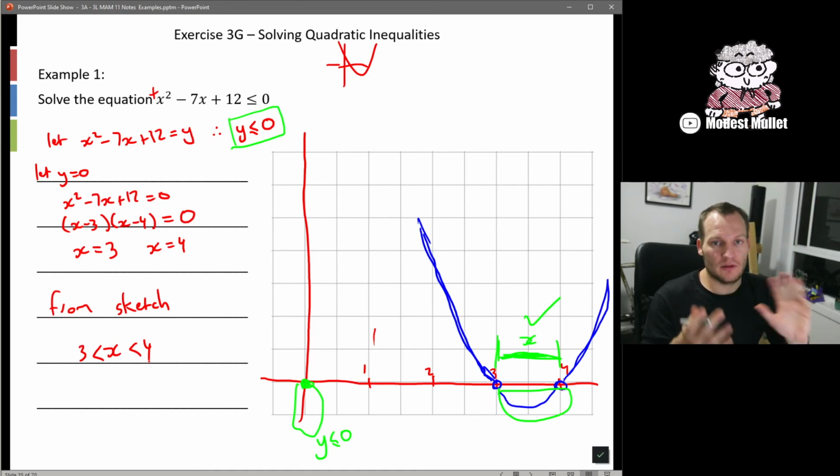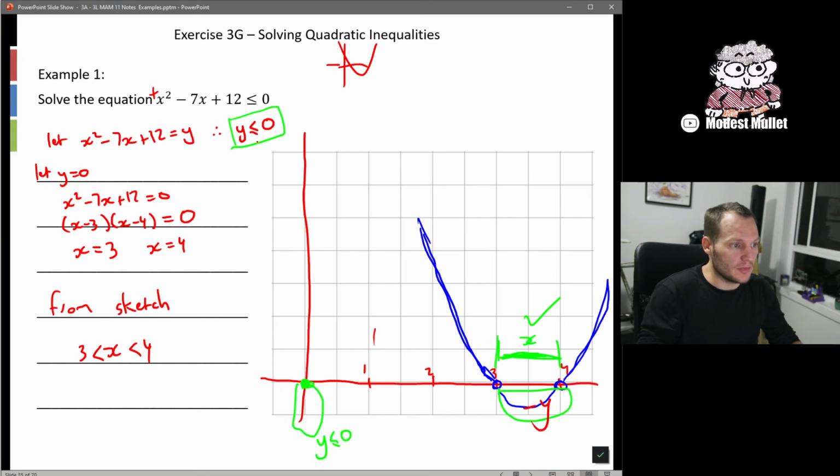Now here's where a bit of nuance to the question is. Between 3 and 4, that gives me negative y values, that's fine, okay? Which is what I want. But I also want, going by the original equation, y being equal to 0 is also fine, because it's less than 0 or equal to. So the point itself of x equaling 3, right there, that gives me y equals 0, and x equals 4, that also gives me y equals 0, so I can include them in this case.